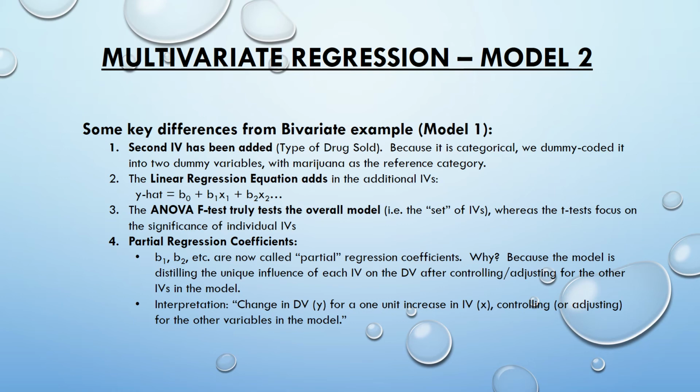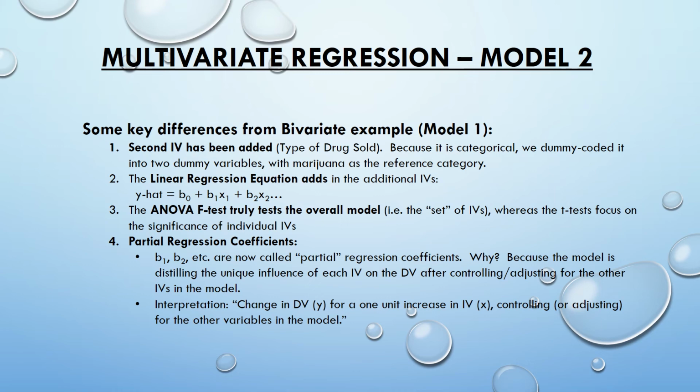Also, the ANOVA test itself really does differ from the quote-unquote t-test that we saw in the coefficients box, because the ANOVA test is really truly testing the overall model, meaning as a team, how well does that team predict the outcome, or in this case, money made from drug dealing.